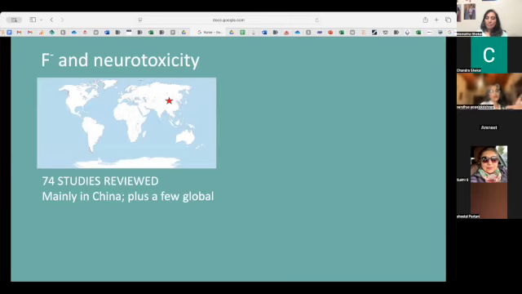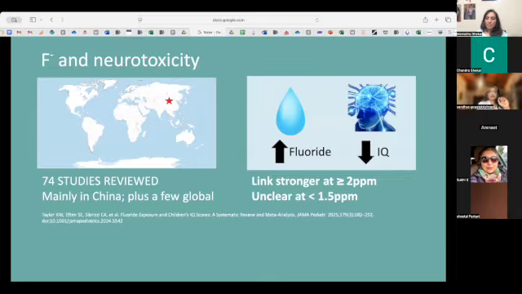This meta-analysis, I love this, because it's very thorough. They reviewed like 74 studies, most of them from China, and there were one or two others, one from New Zealand, one from the US. The net result was they showed an inverse correlation between fluoride and IQ of children. And they also said the link was statistically relevant only at levels above 2 ppm.